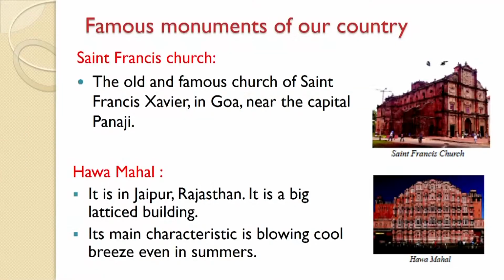Now coming to the church, one of the major churches or UNESCO World Heritage Sites in Goa is the Saint Francis Church, in the memory of Saint Francis Xavier. It was actually built around the 16th century, and it is found in the capital of Goa, Panaji. Now coming to the Hawa Mahal, it is actually found in Jaipur, Rajasthan. It is a big lattice building. Its main characteristic is blowing a cool breeze even in the summer.